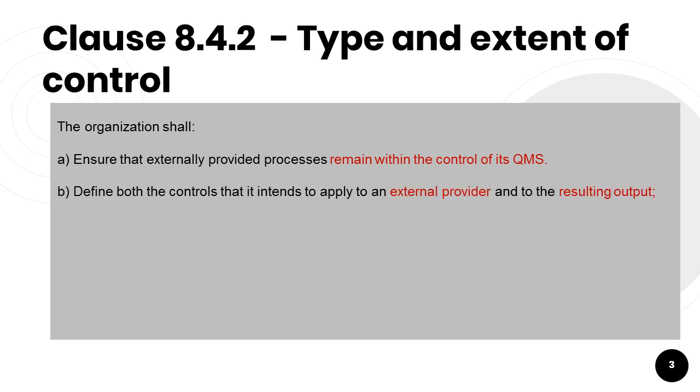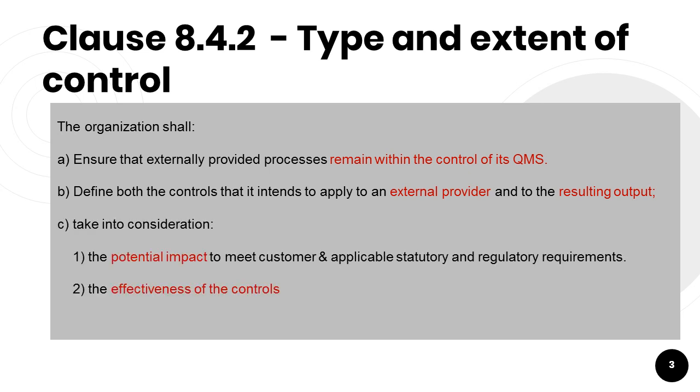The second requirement is to define both the controls that it intends to apply to an external provider and to the resulting output. There are 2 things in this statement. First talks about the control at the external provider, for which you need to decide will you audit the supplier or establish a performance goal of the supplier. The second part focuses on output, whether you will be inspecting the product or testing the product in the lab.